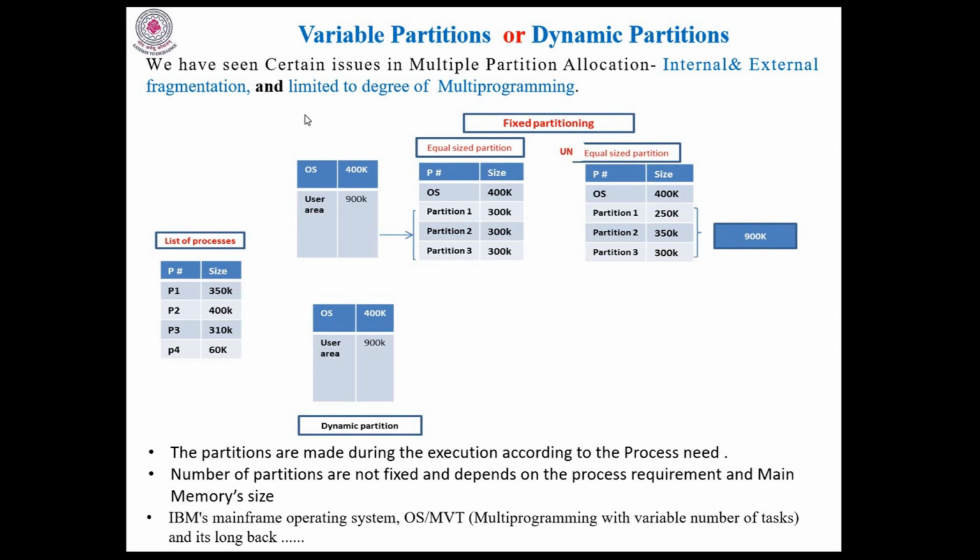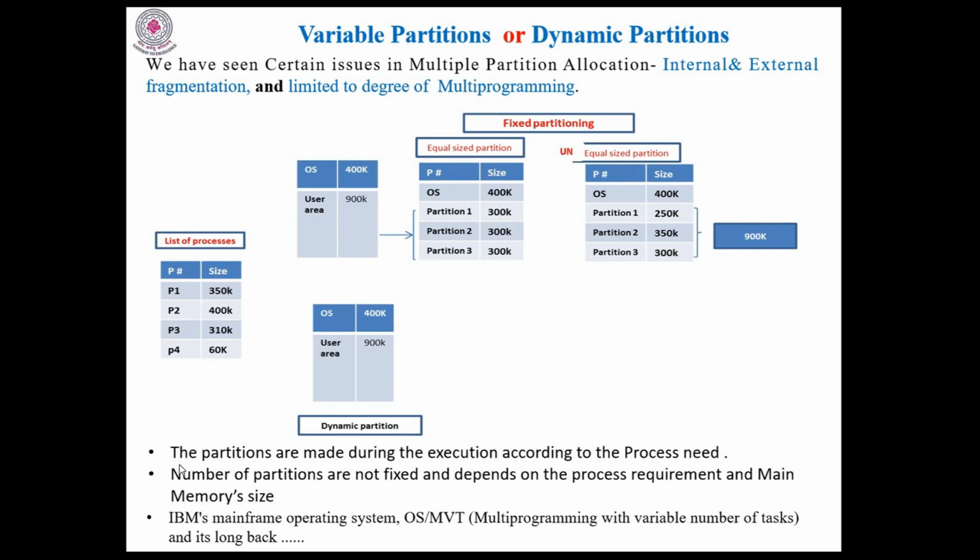Let us see here degree of multiprogramming, limited degree of multiprogramming. The user area is divided into multiple partitions at the time of system generation. So once I decide the number of partitions, that many number of programs I can load into this. Suppose 3 partitions. So the degree of multiprogramming is 3 only. So it is limited to 3 only. So it is limited by the degree of multiprogramming. These are the issues we can overcome with the help of dynamic partition.